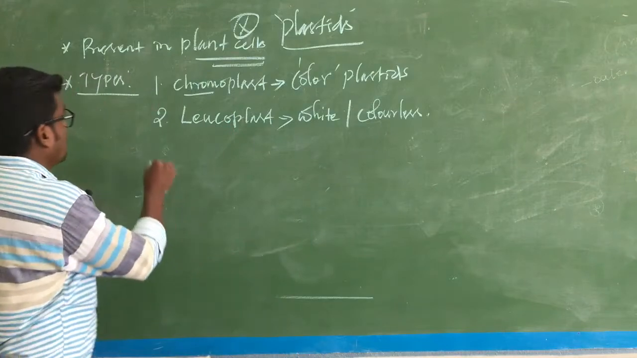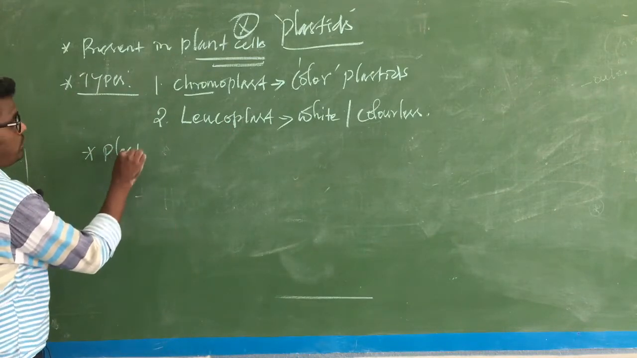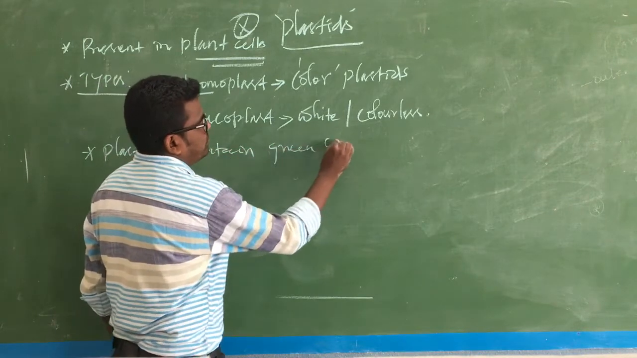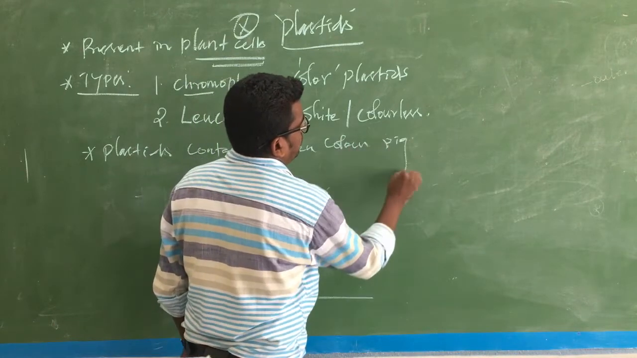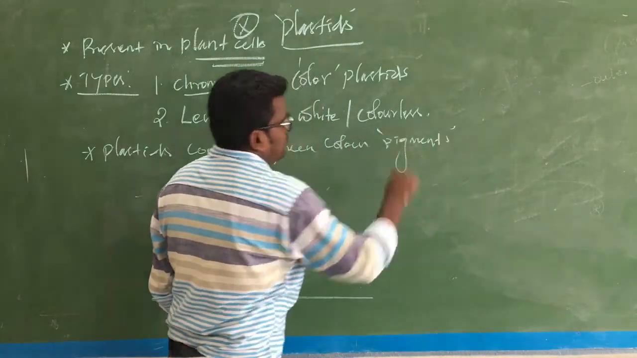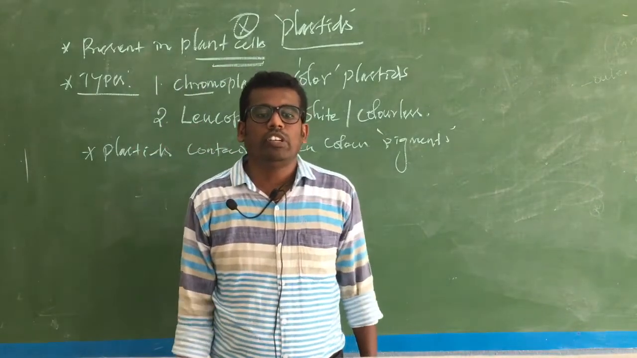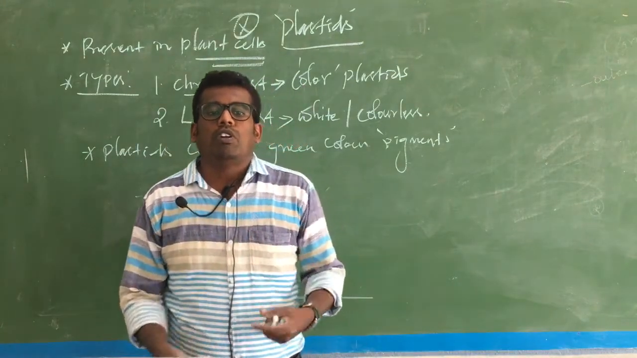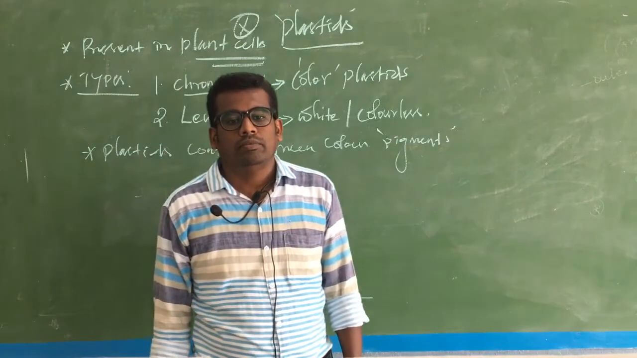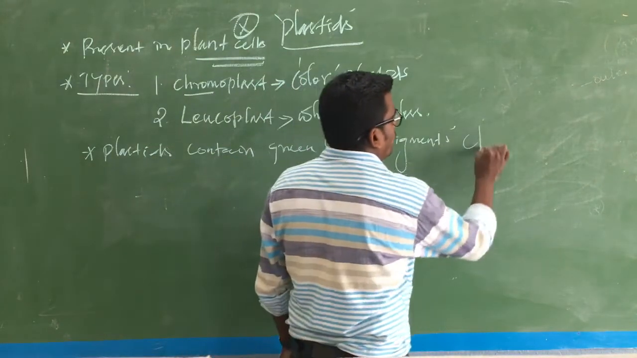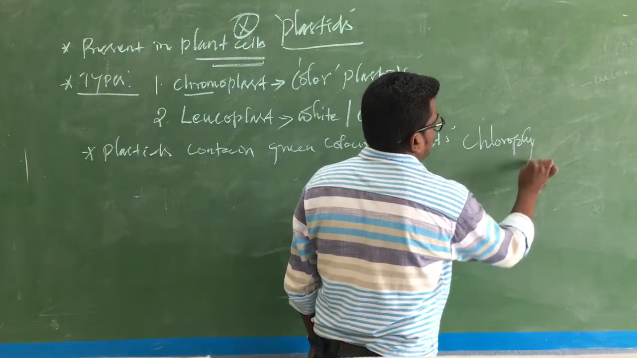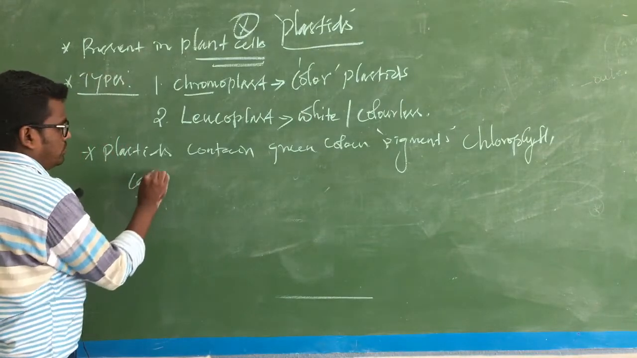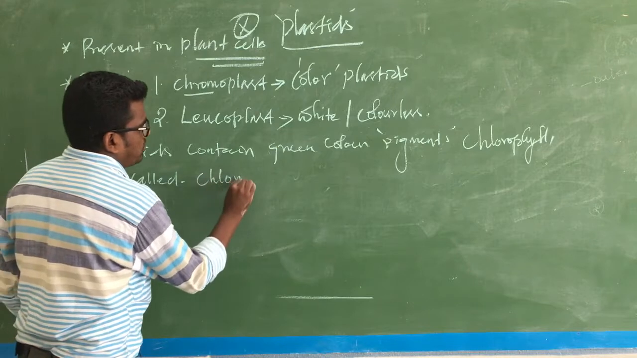When the plastid contains green color pigments, which give the green color, it is called chloroplast. Most plants are green because a large amount of green pigments are there. The pigment is chlorophyll, a green color pigment.